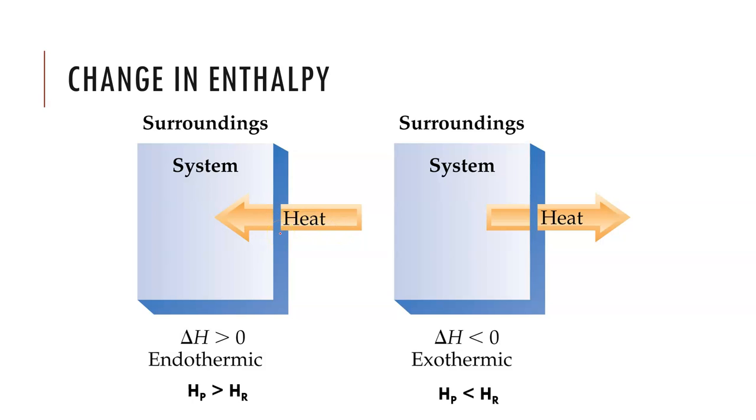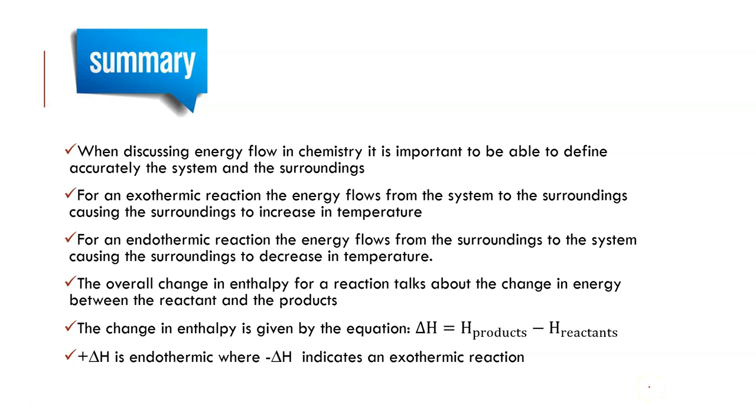For an exothermic reaction, the energy is going to flow from the system to the surroundings, increasing the temperature of the surroundings. Delta H will be less than 0 because the enthalpy of the products will be less than the enthalpy of the reactants, with the overall change given by the enthalpy of the products minus the enthalpy of the reactants. And this is our summary in dot points here for you to ensure that your notes cover each of these points. And I'll see you in class for some practice questions.